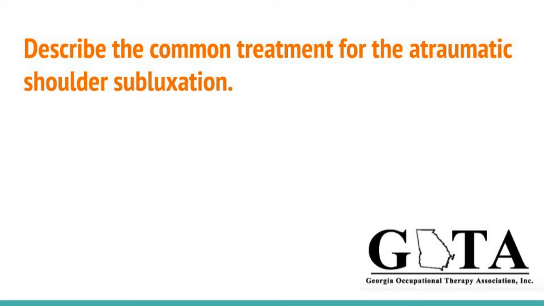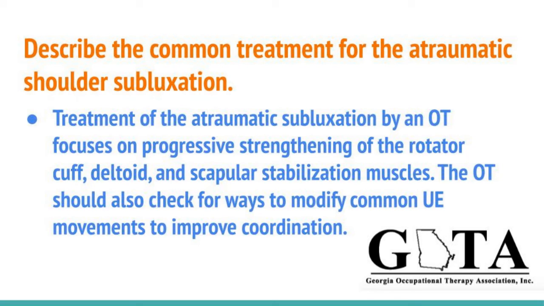Describe the common treatment for the atraumatic shoulder subluxation. Treatment of the atraumatic subluxation by an OT focuses on progressive strengthening of the rotator cuff, deltoid, and scapular stabilization muscles. The OT should also check for ways to modify common upper extremity movements to improve coordination.